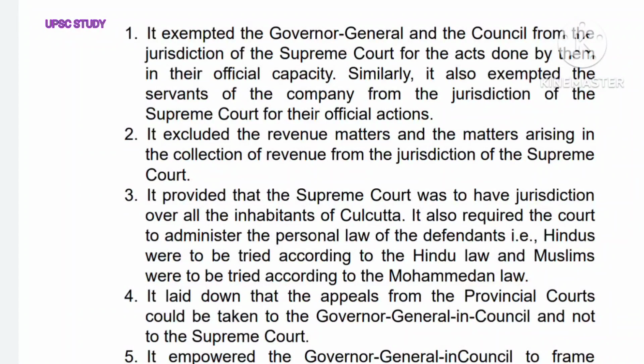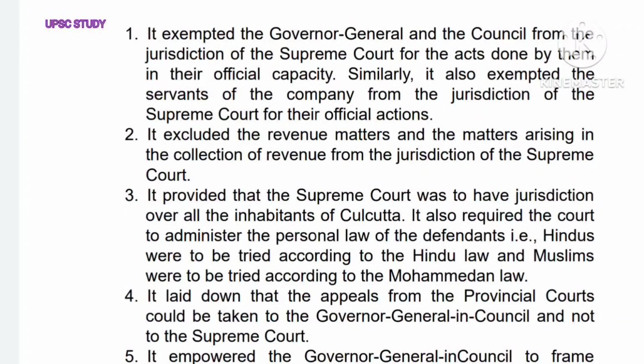Number 3. It provided that the Supreme Court was to have jurisdiction over all the inhabitants of Calcutta. It also required the court to administer the personal law of the defendants, that is, Hindus were to be tried according to the Hindu law and Muslims were to be tried according to the Mohammedan law.